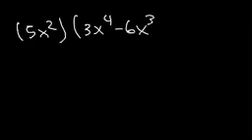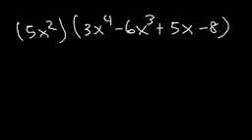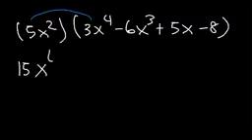So now it's your turn. Try this. 5x squared times 3x to the fourth power minus 6x cubed plus 5x minus 8. So let's distribute the 5x squared. 5x squared times 3x to the fourth. 5 times 3 is 15. x squared times x to the fourth is x to the sixth. You need to add 2 and 4. 2 plus 4 is 6.